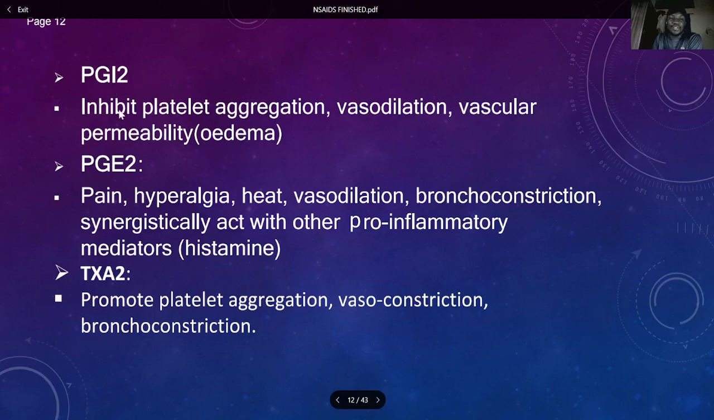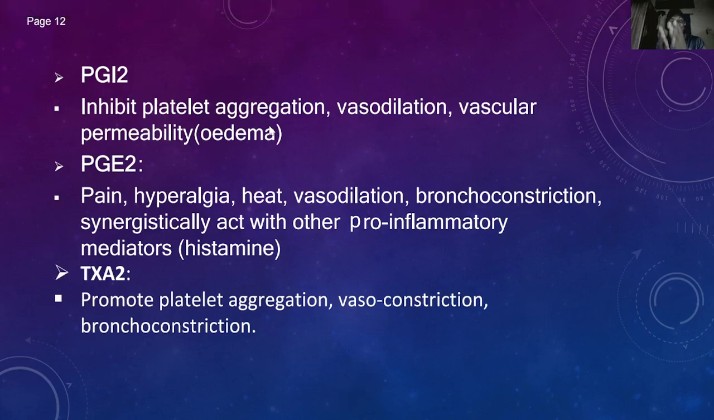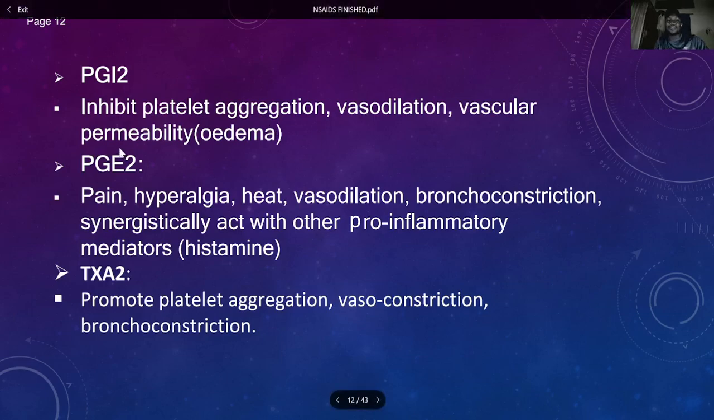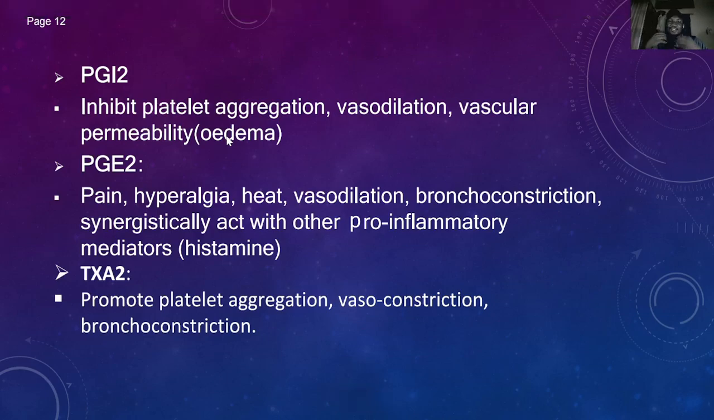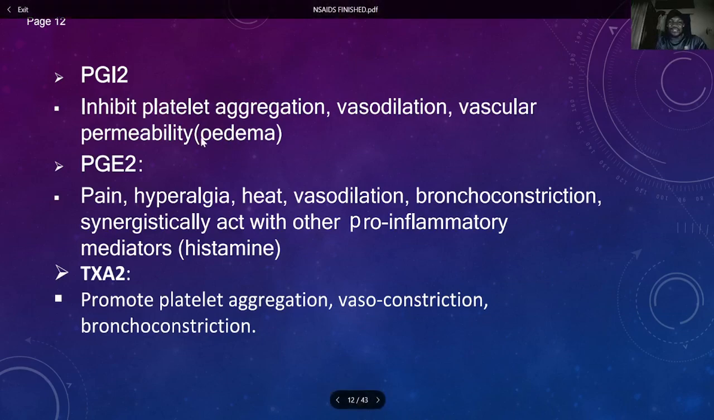Prostaglandin I2 inhibits platelet aggregation and causes vasodilation and increased vascular permeability. Now, all these are processes that take place in inflammation. With vasodilation, the blood vessels dilate. With vascular permeability, there are channels between the cells where fluid can leak out. That's why there's edema here.